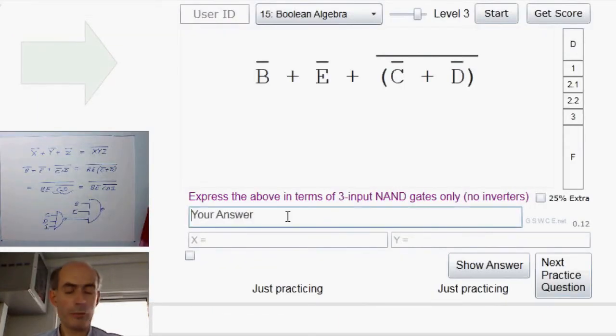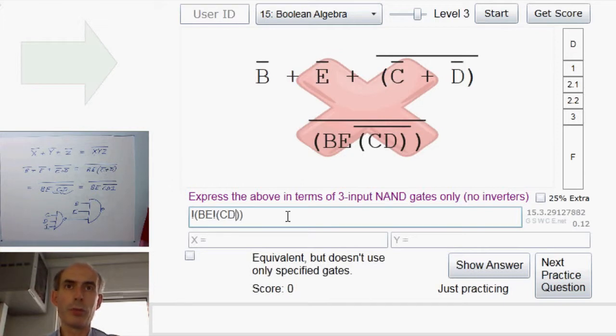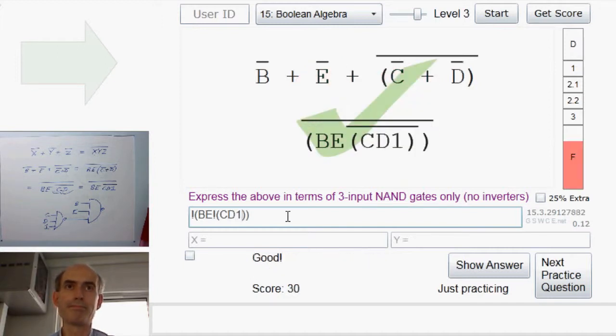And I need the 1, otherwise it's not a 3-input NAND gate here, it's only a 2-input NAND gate. I'll show you. If I wrote this as not b, e, and then not c, d, it would be wrong, because this is not a 3-input NAND gate. But if I put a 1 in there as well, it's fine. That's the trick that might catch you out the first time you see those ones.